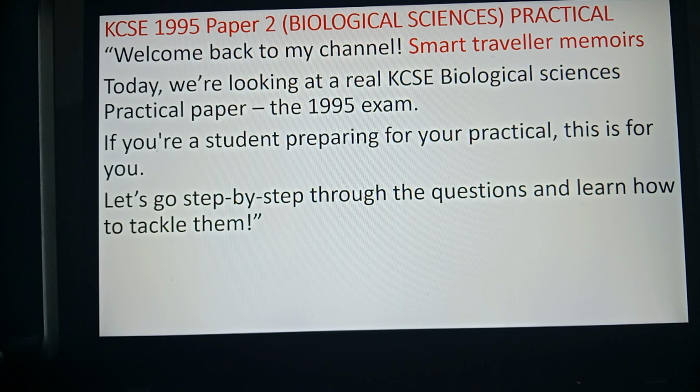Smart Travelers Memos. Today, we are looking at a real KCSE Biological Sciences Practical paper, that is the 1995 exam. If you are a student preparing for your practical, this is for you. Let's go step by step through the questions and learn how to tackle them.